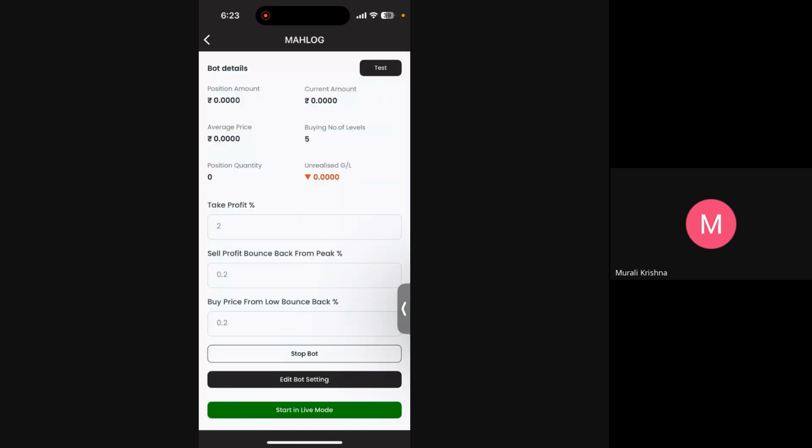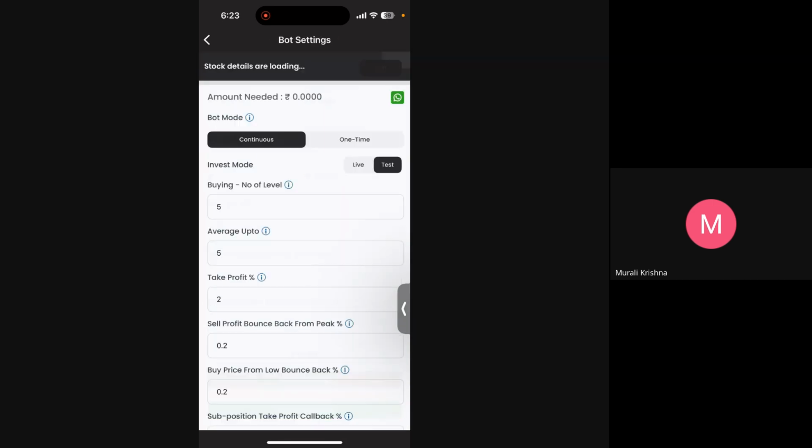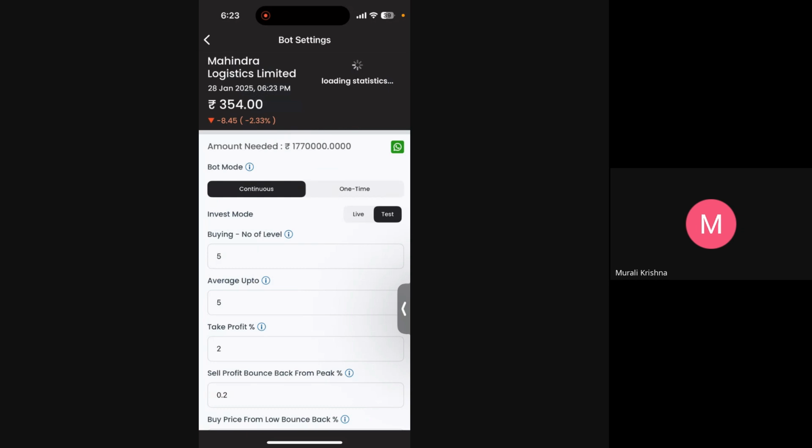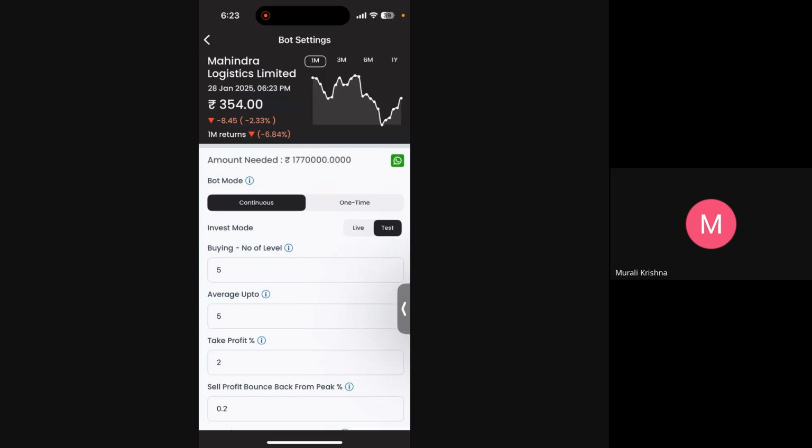So let's go to edit setting, edit bot setting, and give some time to load the stock. The stock is trading at 354, right? So today it is 2.3% down, 8 rupees down. For this, I have deployed around, you can just see here, 17 lakhs 70,000.